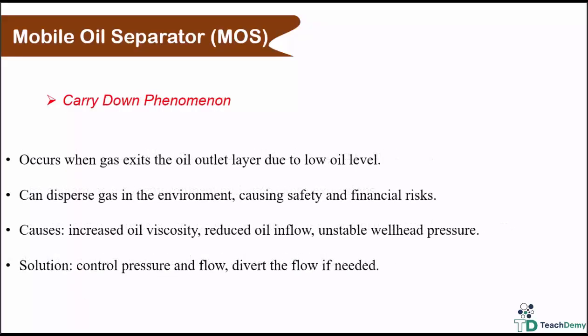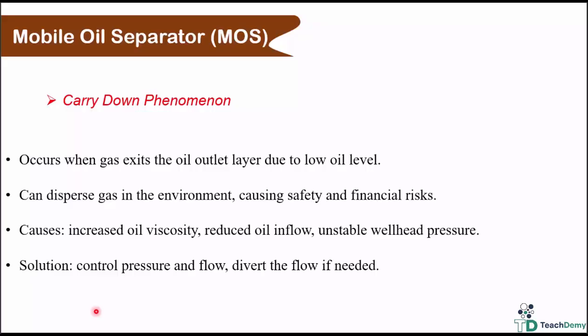Another critical phenomenon is carry down, which occurs when some gas exits the oil outlet line due to a drop in oil level inside the separator. This situation disperses gas in the environment and increases safety and financial risks. The causes of carry down are similar to carryover, including lack of a proper separator, increased oil viscosity, reduced oil inflow, and unstable wellhead pressure. When the flow is diverted or bypassed, the wellhead pressure remains relatively stable, reducing the likelihood of carry down.